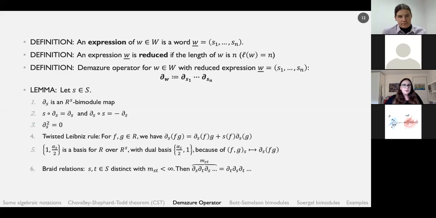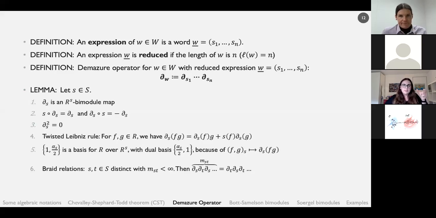Then the fourth property is that for f and g in R, we have that ∂_s(fg) is equal to ∂_s(f) times g plus s(f) times ∂_s(g). And this means that the twisted Leibniz rule holds. The next property is that the set 1 and α_s divided by 2 is a basis for R over R^s, and has the dual basis α_s divided by 2 and 1. And this is because the pairing (f, g) under s is sent to ∂_s(f) times g.